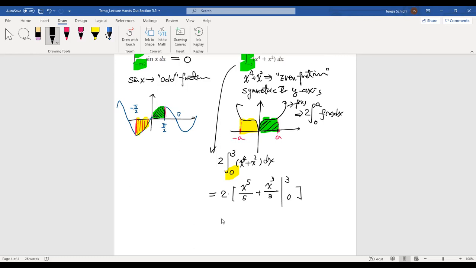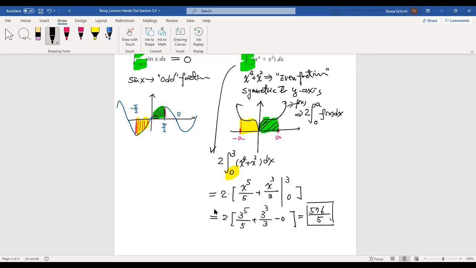All right, so after you plug that in, your answer will be this: 3 to the 5th power over 5 plus 3 to the 3rd power over 3, minus 0, right? Because when you plug in 0, it's 0. So your final answer will be 576 over 5. I hope I did this one correctly.